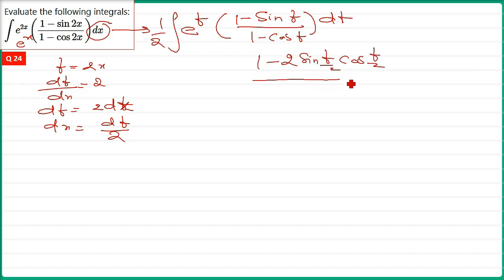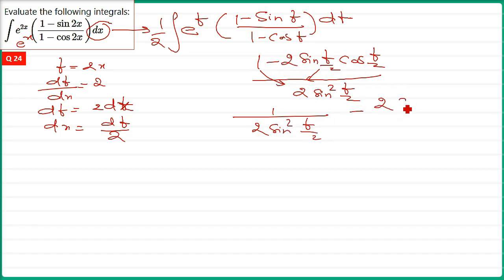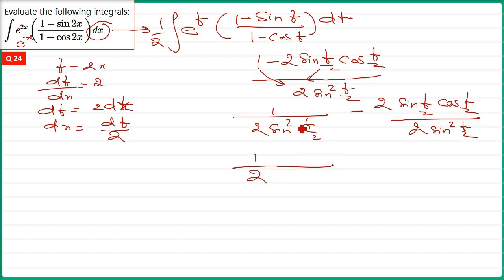And this denominator can be replaced by 2 sine square t by 2, because 1 plus cos t is 2 cos square t by 2, and 1 minus cos t is 2 sine square t by 2. So now separate these two terms: 1 by 2 sine square t by 2, and this is negative 2 sine t by 2 and cos t by 2. In the denominator you will have 2 sine square t by 2. So 1 by 2 sine square t by 2, you can take it upstairs. It will be cosec square t by 2.